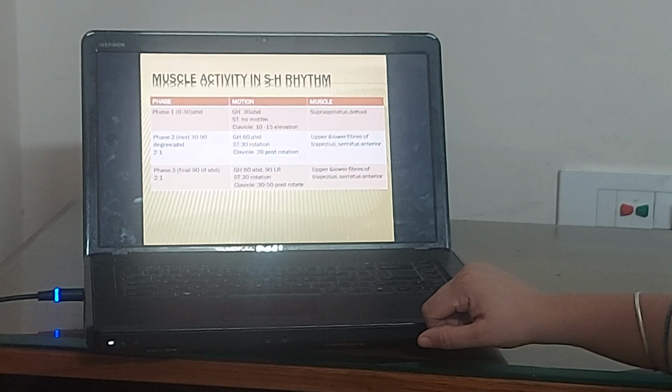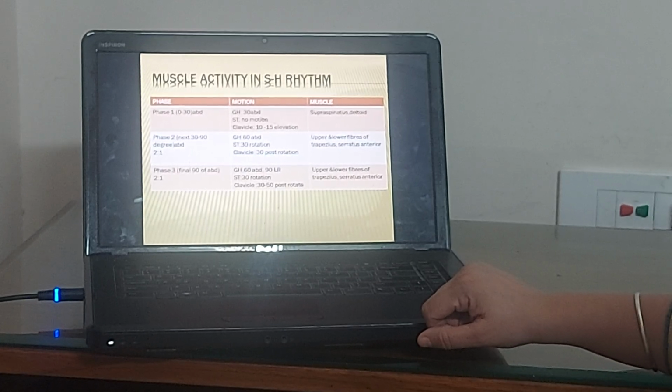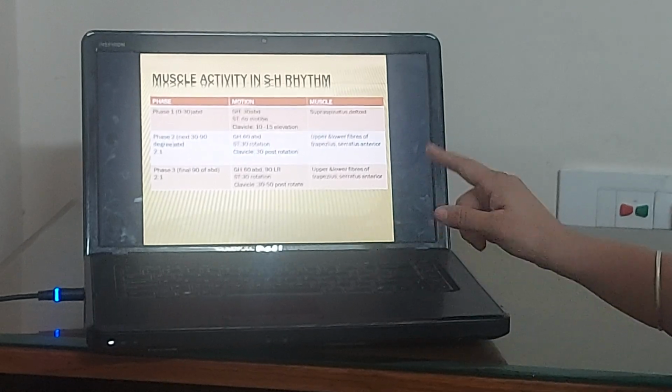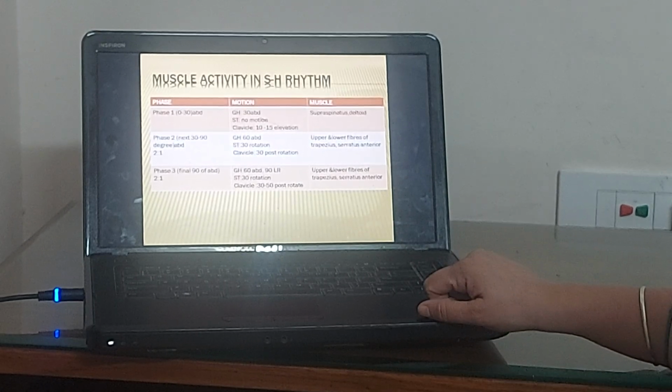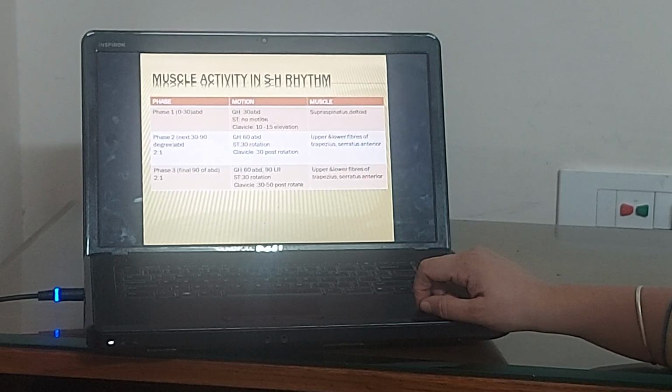Phase 2, that is from 30 degrees to 90 degrees of motion, where the ratio is 2:1. The glenohumeral motion is 60 degrees of abduction. Scapulothoracic is 30 degrees of upward rotation, and clavicle is 30 degrees of posterior rotation. Upper and lower fibers of trapezius and serratus anterior are responsible for this.